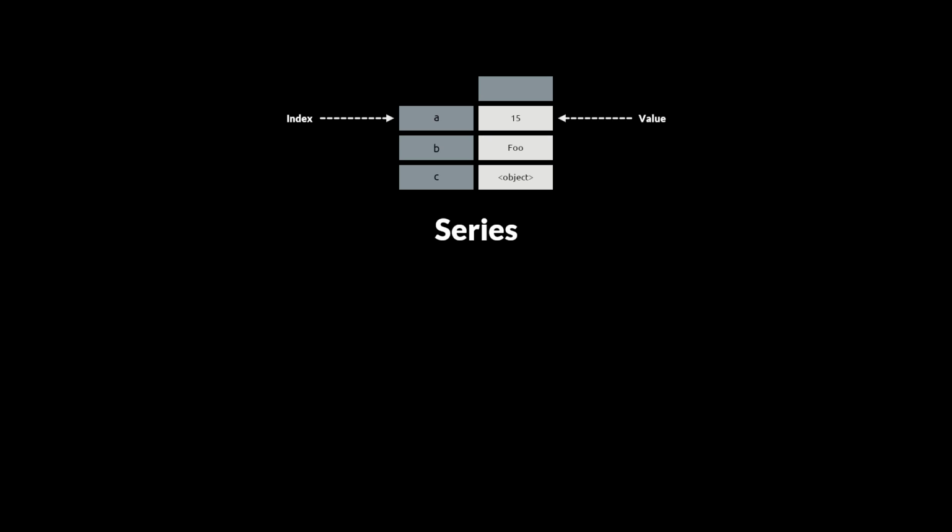You can think of it like a single column in a spreadsheet, where you have the data itself and row numbers or labels beside it. Or like a specialized Python dictionary where the keys, the index, have an order.